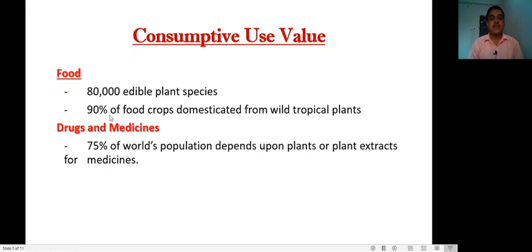Then nearly 90% of the food crops of domesticated plant species come from wild tropical plants also. So in this way we take benefit of plant species as a food material. Then there is another important use of biodiversity as far as consumption is concerned, that is drugs and medicine, because about 75% of the world population depends upon plants or plant extracts for medicines. Whatever medicines we prepare in our pharmaceutical industries, we use plants or the extracts of plants.